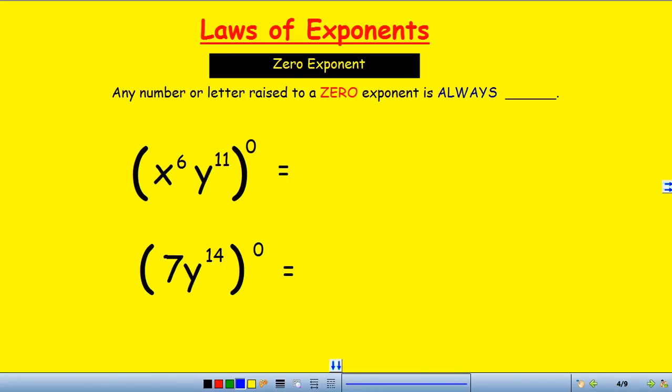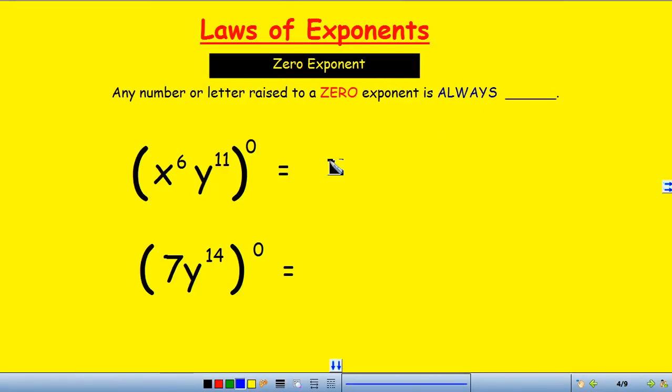Today's lesson is on the laws of exponents. This is lesson 3, and we're going to be dealing with zero exponents as well as negative exponents and some more complex problems that we'll be able to solve as well. So let's look at our first law that we're going to be working with today.